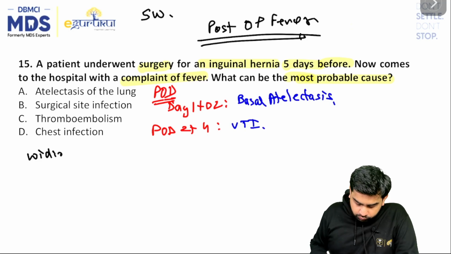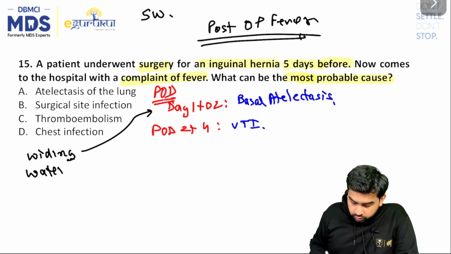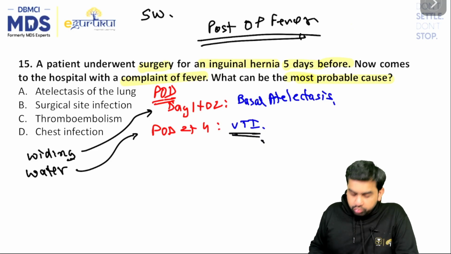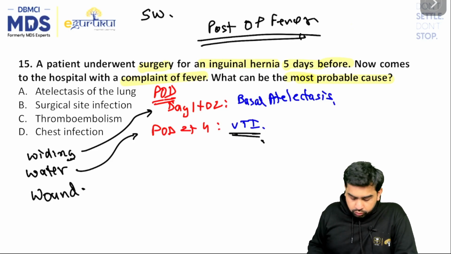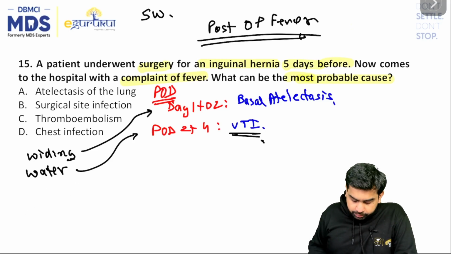First is your wind. What do you understand by the wind? Wind means your basal atelectasis. Then what we have is the water. What do you understand by the water? Water basically means the urinary tract infection. Then the third W is basically your walking. Walking, wound, and wonder drugs. What do you understand by the walking?